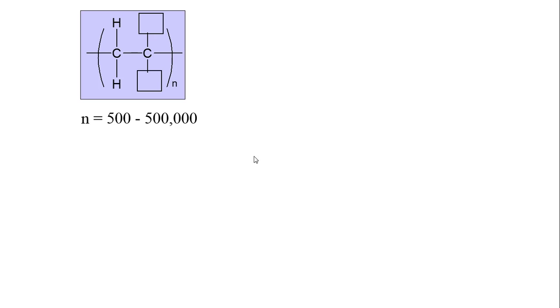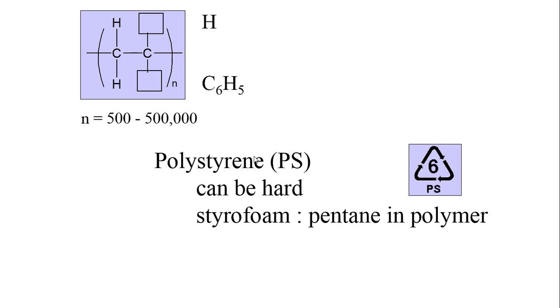If, in the two remaining positions, one were hydrogen and the other were a six-membered benzene ring, we would have polystyrene. Polystyrene can be processed to be very hard, or if it's processed with a gas like pentane present, which is then driven off after the polymerization, we have Styrofoam, which is light and airy.